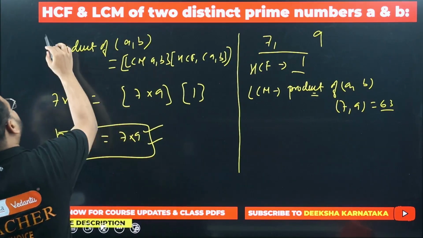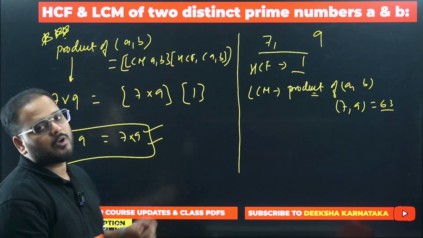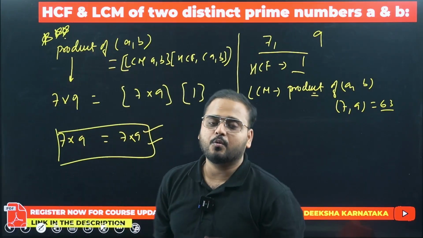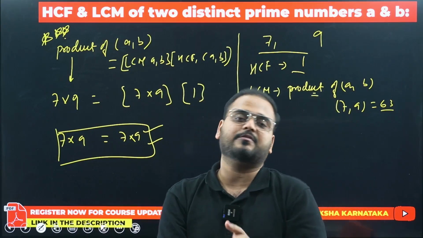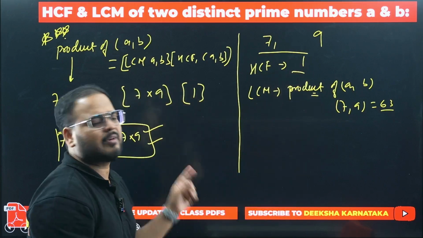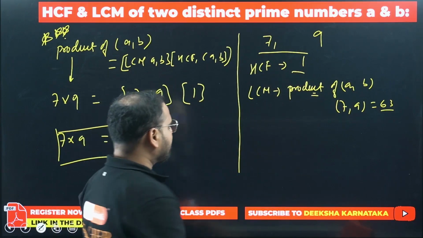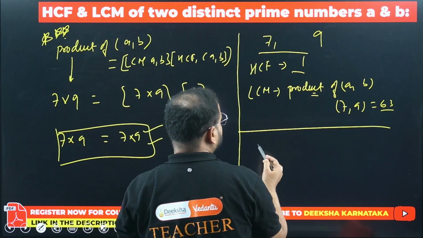So this is a very important property. You're going to use it to solve multiple questions. Product of the numbers is equal to HCF into LCM. Is it only possible if the numbers are distinct, meaning they have no common factor? No. Even if some common factor is there, this condition will be verified. For example, let's take an example where common factors are there.